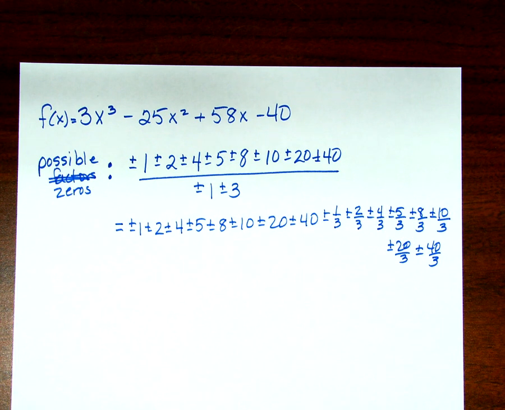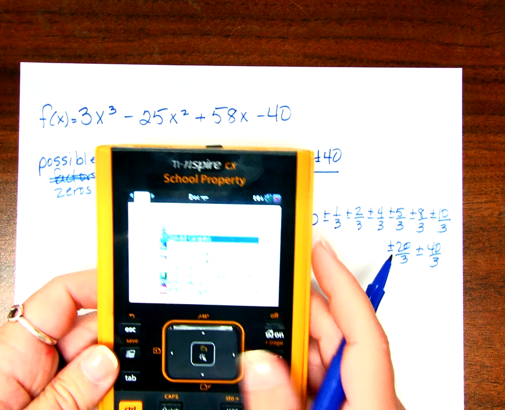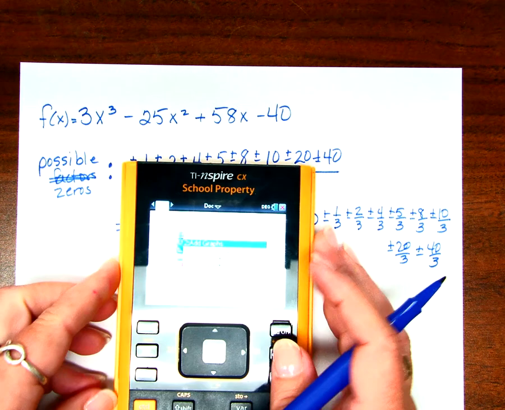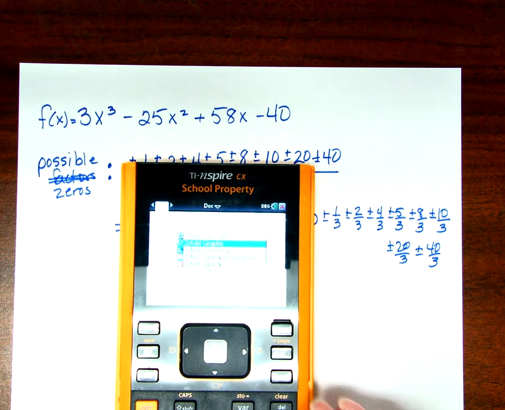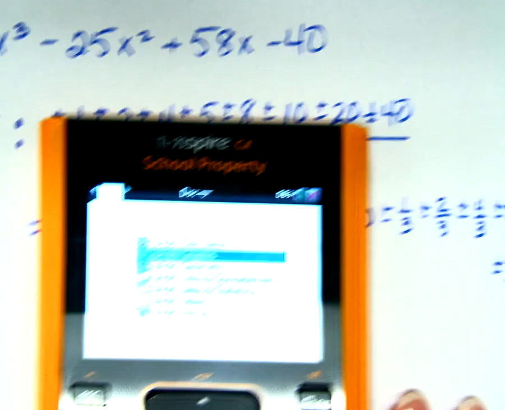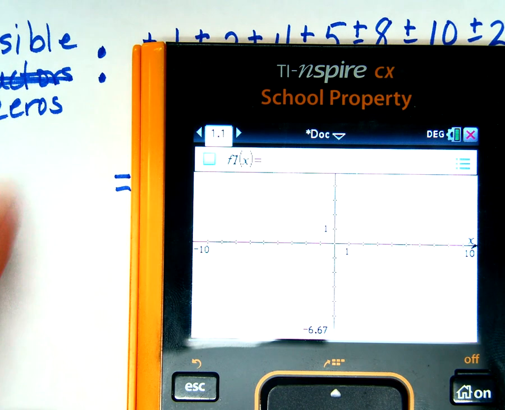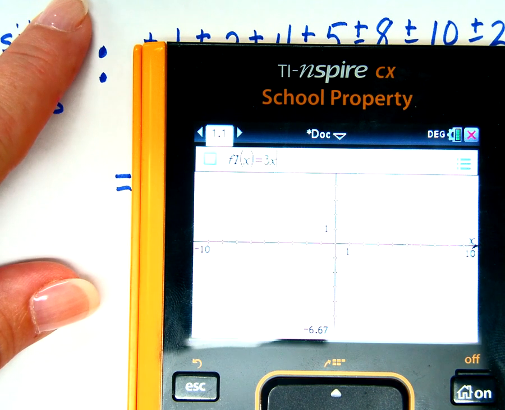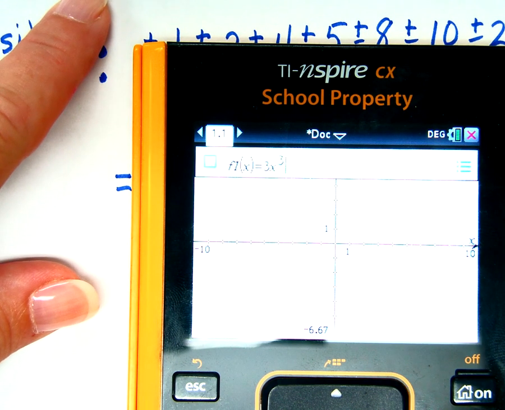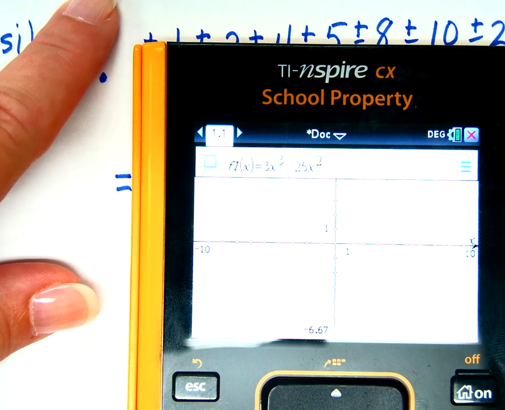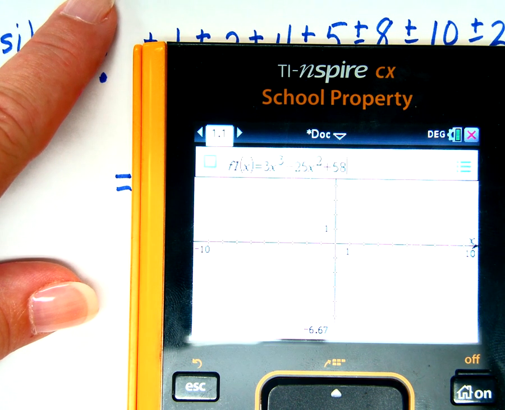And remember what I told you to do now? So let's look at our graph to see if I can figure out one of my points that I know for sure it crosses, right? So I want to graph. So I want to put in 3x raised to the third minus 25x squared plus 58x minus 40.